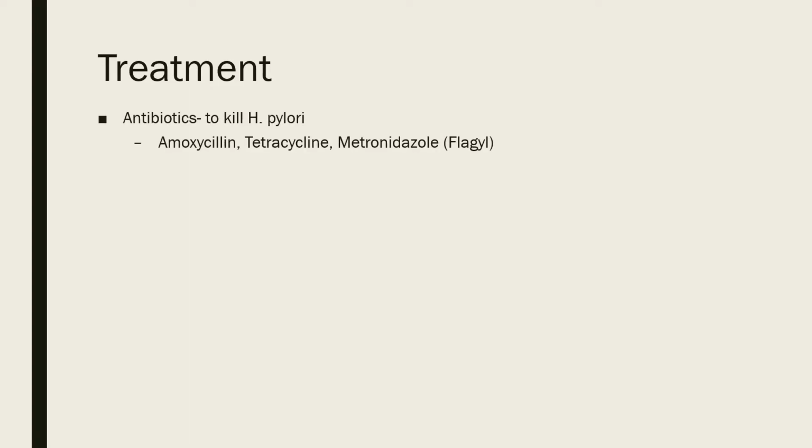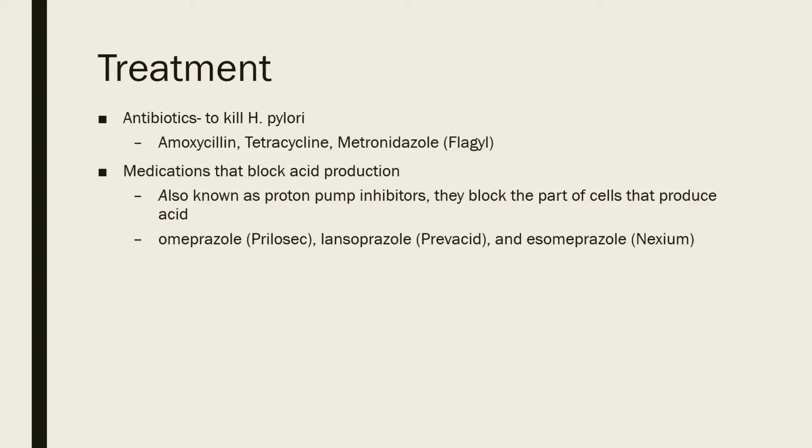To treat peptic ulcer disease, a doctor can prescribe some antibiotics to kill H. pylori. So these antibiotics include amoxicillin, tetracycline, or Flagyl. Medications can also be given to block acid production. Now, these medications are also known as proton pump inhibitors. They block the part of the cell that produces acid. So we have, as an example here, Prilosec, Prevacid, or Nexium, probably something that you all have seen or heard of.